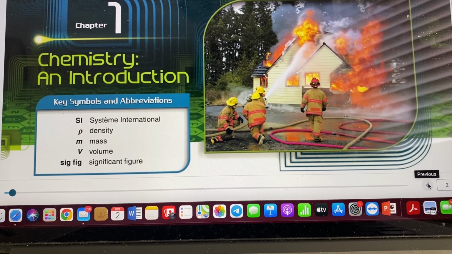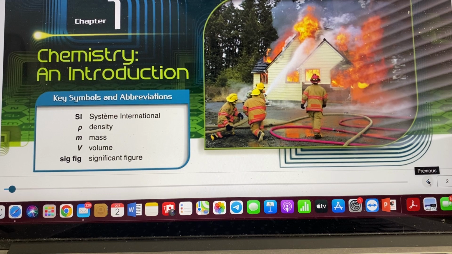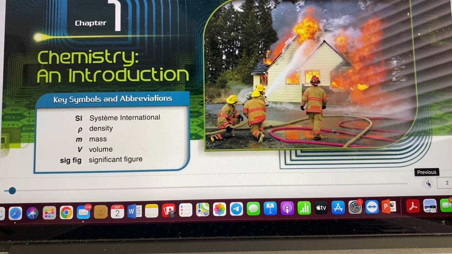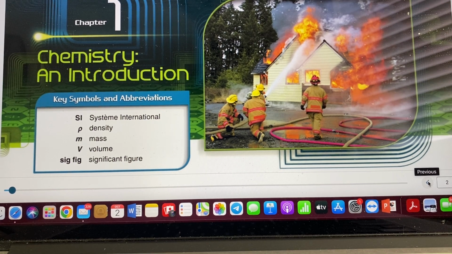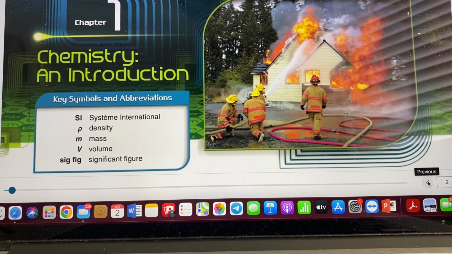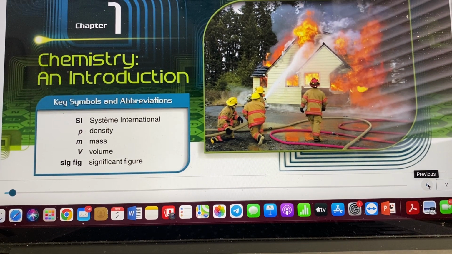So we're starting in your chemistry book on chapter 1, and this chapter is an introduction to chemistry. You can see here they have some key symbols in this chapter, and we're going to be talking about the Système International. That means it's an international unit that we use. That weird looking P, kind of a rounded P, means density, mass, volume. And we're going to talk about sig figs, which is kind of important and fun, actually.